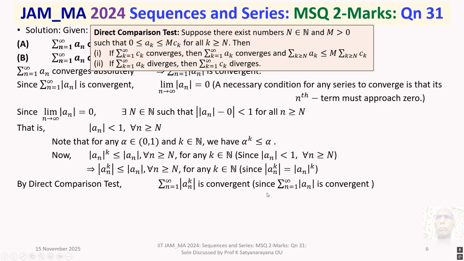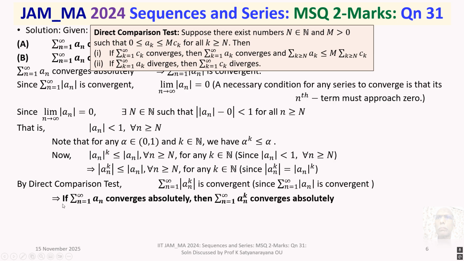Why? Since the series sigma n equals 1 to infinity of mod an is convergent. So what we have proved implies that if sigma n equals 1 to infinity of an converges absolutely, then sigma n equals 1 to infinity of mod an to the power of k converges. With mod it is convergent, which means it is convergent absolutely. Absolute convergence always implies convergence.